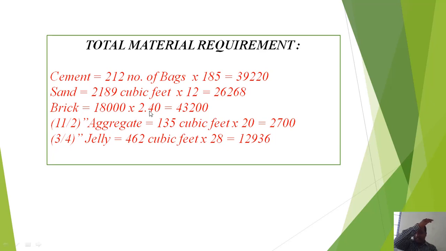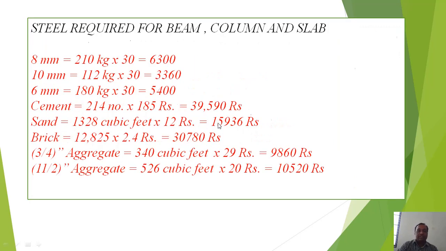These rates are very much older rates. I have just taken them as an example. For taking the example, I have considered these rates. So you can take the normal market rate. This is the multiplication sign, this is not X. So this 2189 cubic feet of sand multiplied by the sand rate of 12 rupees per cubic feet, so this will be the cost.